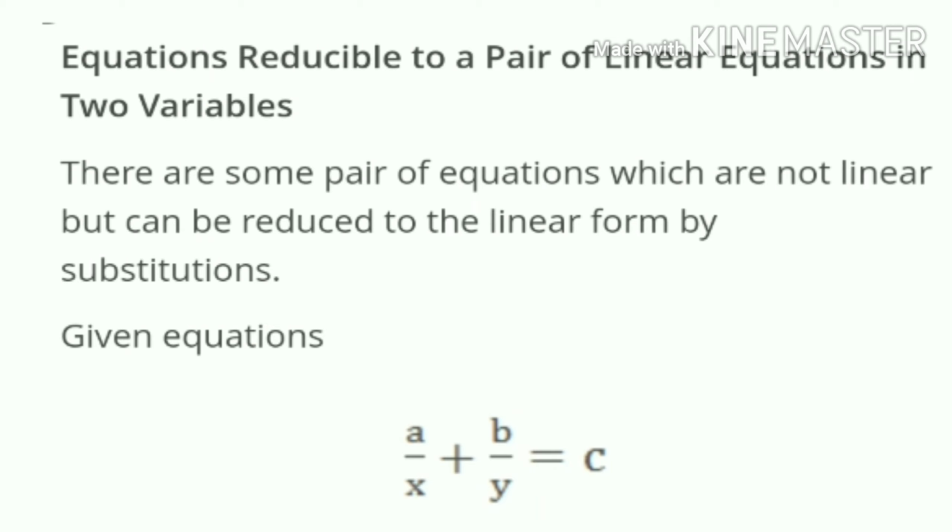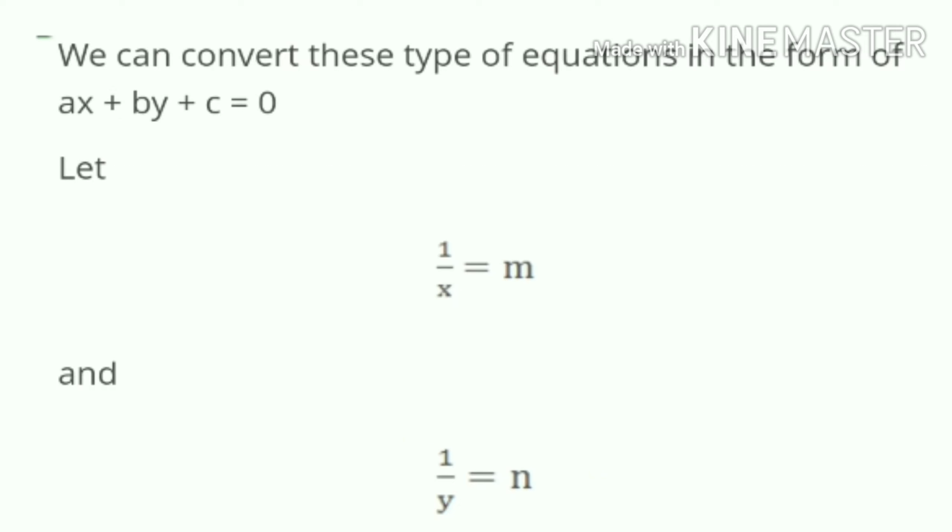So see here one example in front of you: a upon x plus b upon y is equal to c. Here a, b, c are integers and x and y are the variables. You can see this equation is not in the form of ax plus by plus c is equal to 0. So we are going to reduce this equation into the form of ax plus by plus c is equal to 0. How? See here.